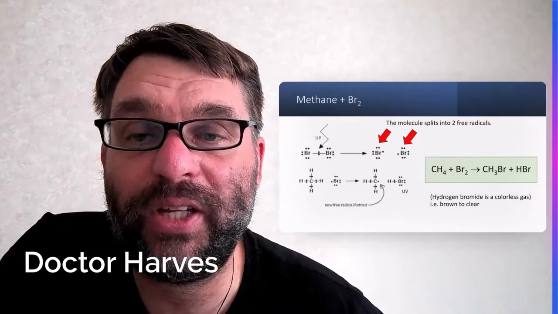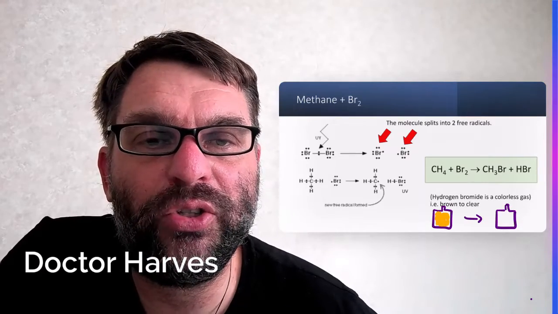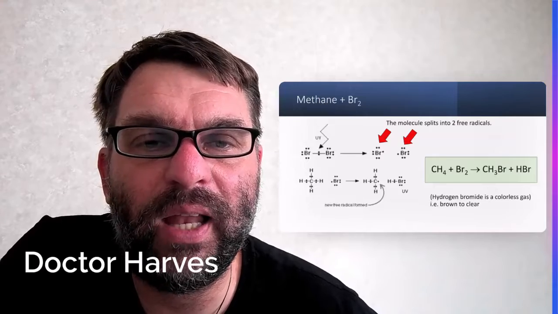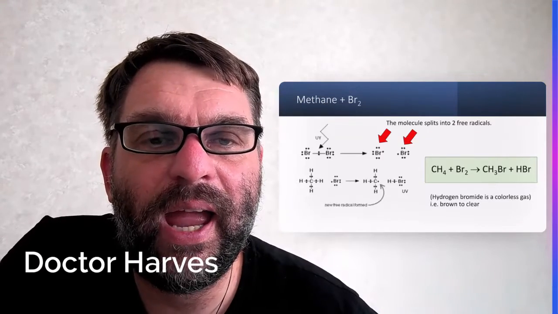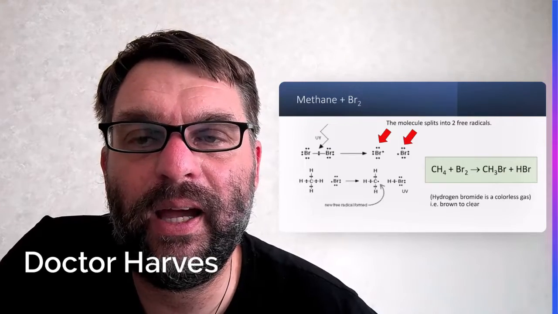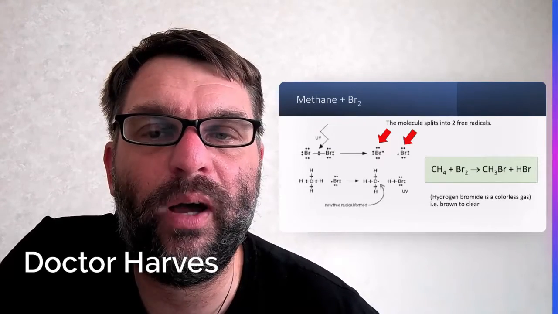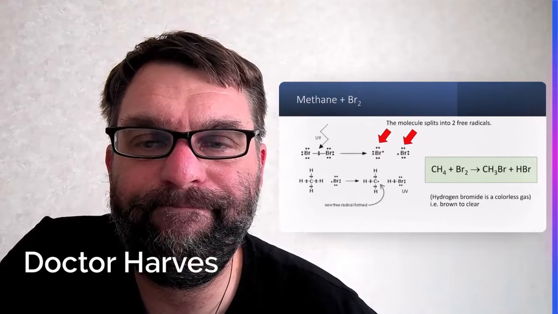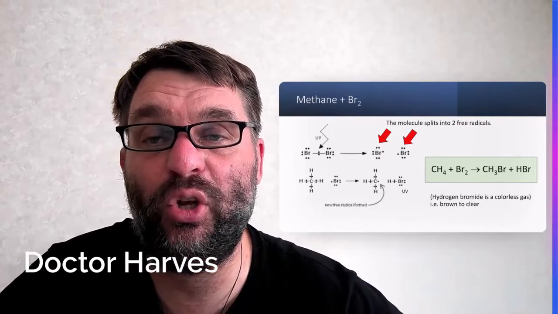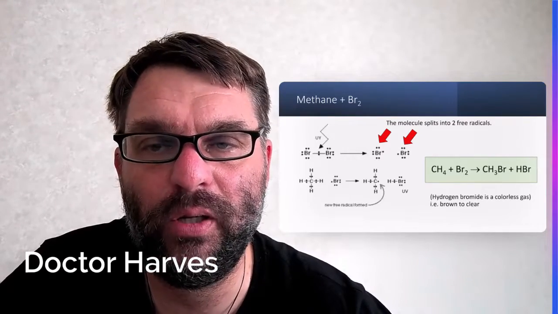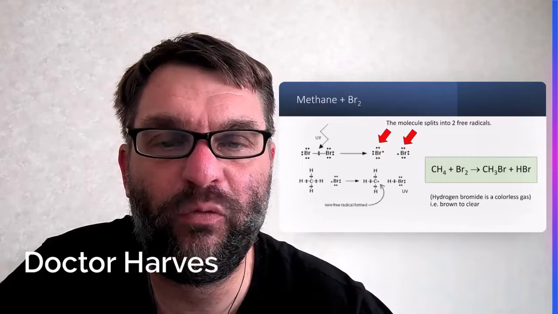And you'll also notice there's a color change with methane and bromine. Bromine will have a yellow, yellowy-orange color, and then once the reaction occurs, you're going to have a clear vessel because methyl bromide is colorless, and so is hydrogen bromide. So you'll see that color change occurs when the reaction has occurred. It's a test to see if you've got a haloalkane formed from an alkane.